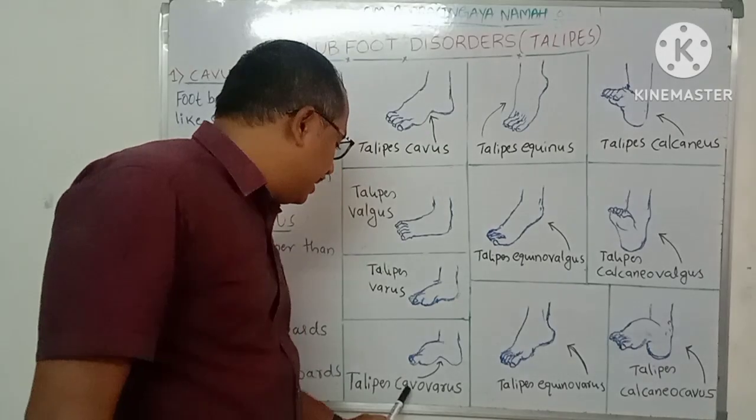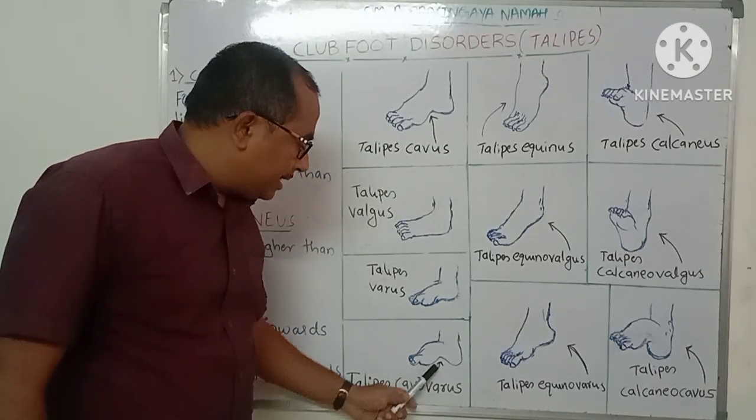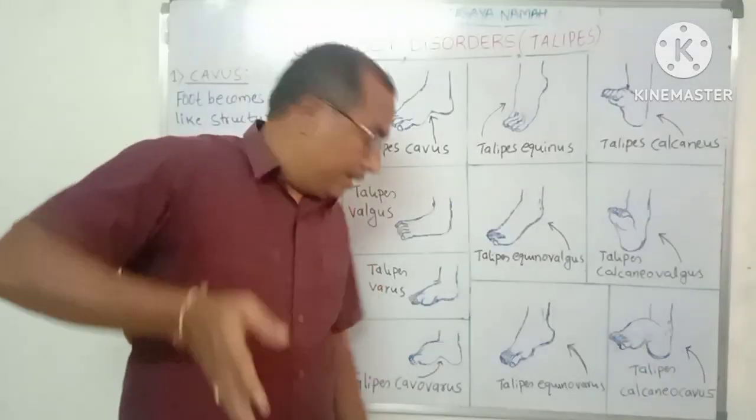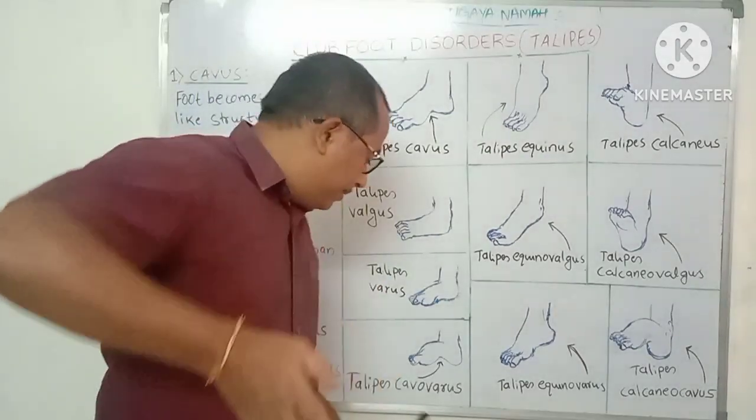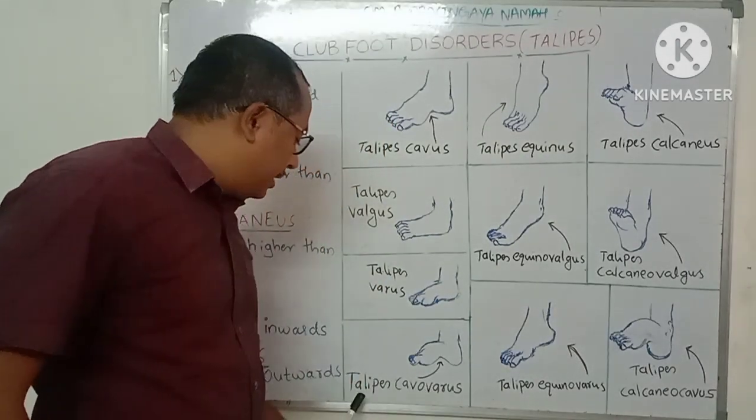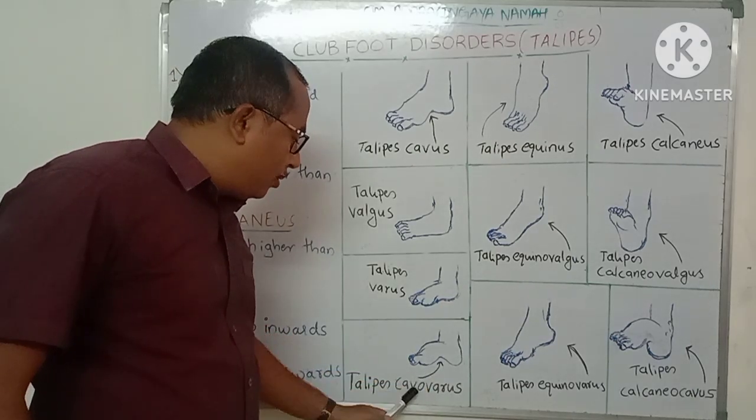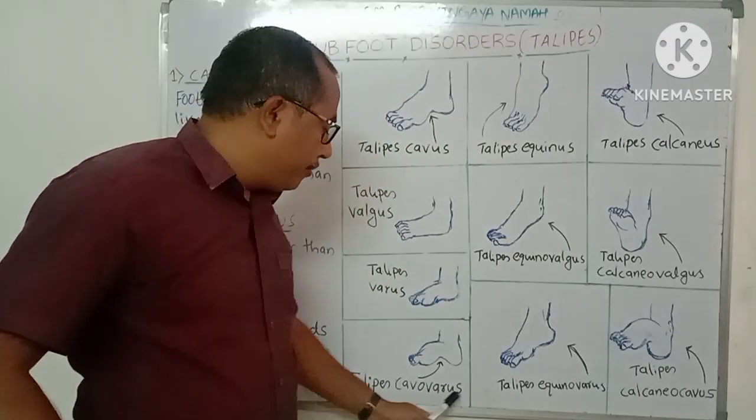Next one is talipes cavovarus. It is a club foot disorder where you can see there is a curvature in the foot and an inward movement of the foot. There is a curvature and the foot is turned inward. That is why it is called talipes cavovarus.